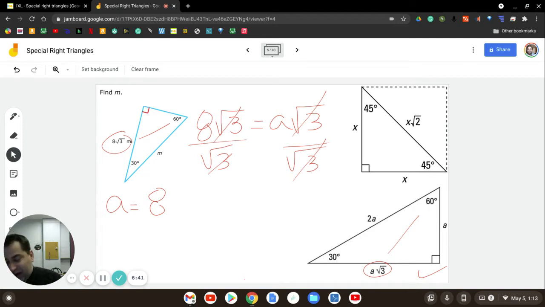Go back to my problem. I want to find M, right? M is opposite the 90-degree angle. Opposite the 90-degree angle in my sample is 2A. So I know that M is equal to 2A. Sub it in, and I get M equal to 16.